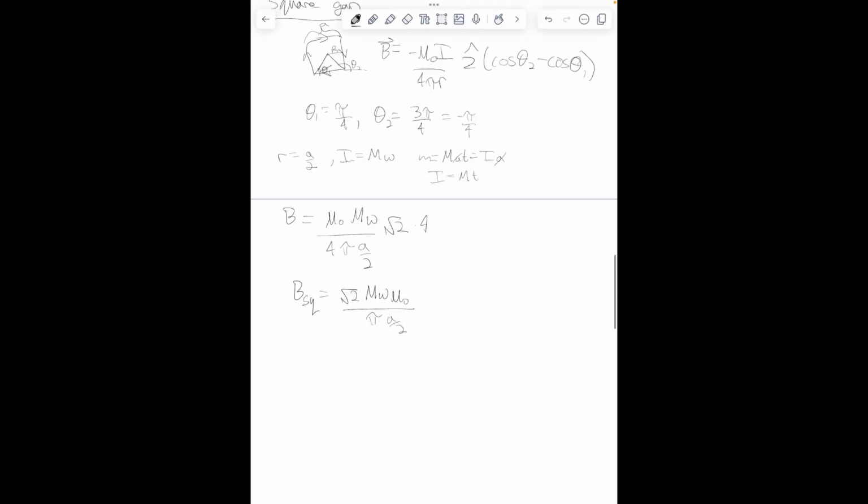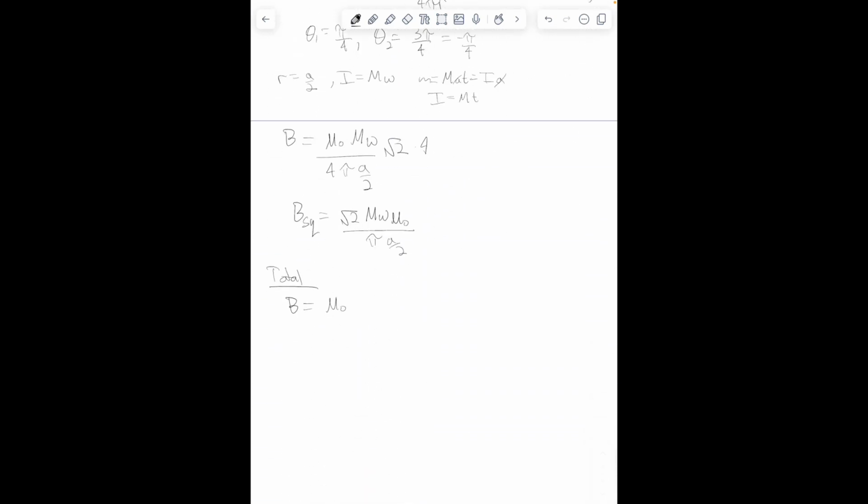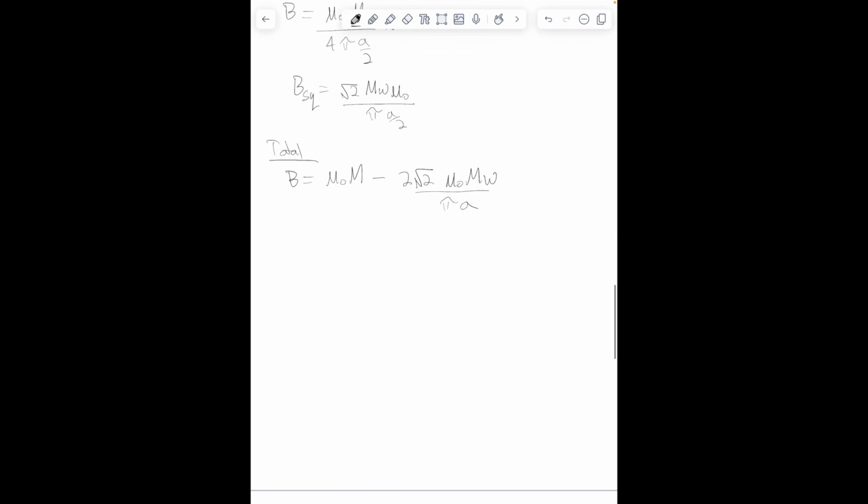So now our total B, we're going to combine them. So we're going to say that B equals that mu naught M, like we found earlier, minus 2 root 2 mu naught M w over pi a. Factoring some things and making those back into vector notation, we get that B equals mu naught M times 1 minus 2 root 2 w over pi a.